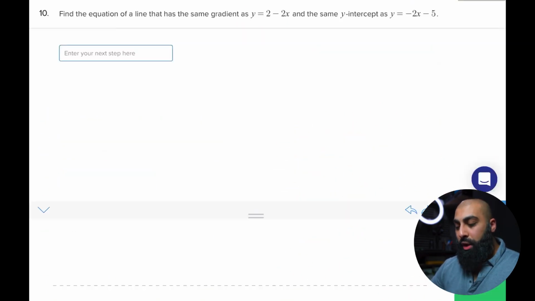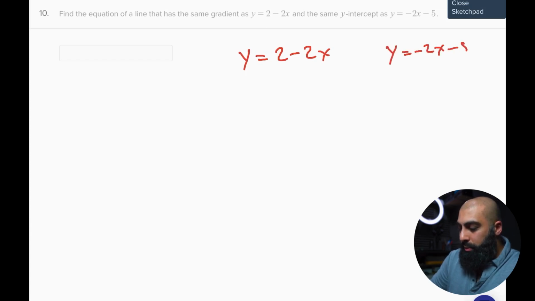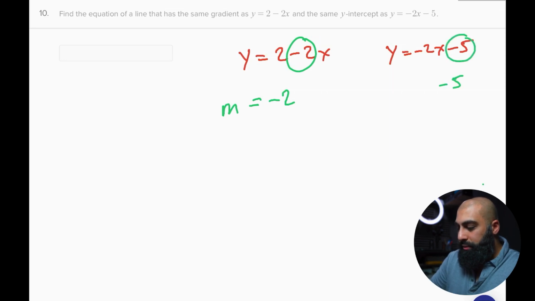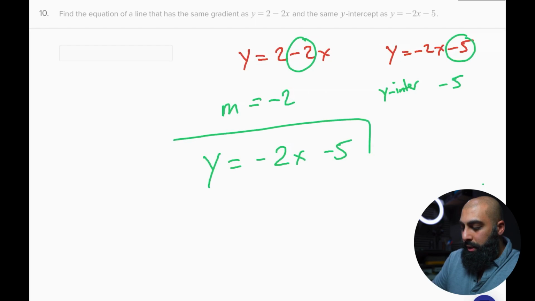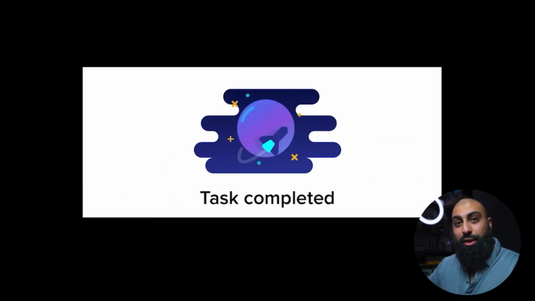And the question reads, find the equation of a line that has the same gradient as y is equal to 2 minus 2x and the same y-intercept as y is equal to minus 2x minus 5. So we need to take the gradient from here and the y-intercept from this point here, okay? So look, my gradient is minus 2, and the y-intercept here is minus 5. Okay, that's my y-intercept. So we're going to have an equation y is equal to minus 2x minus 5. That's the equation that we're going to have. So y is equal to minus 2x minus 5. And that's it. The task is complete.